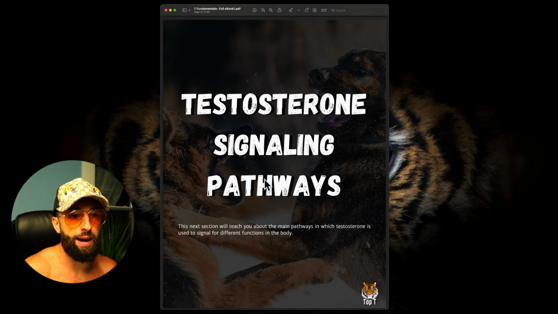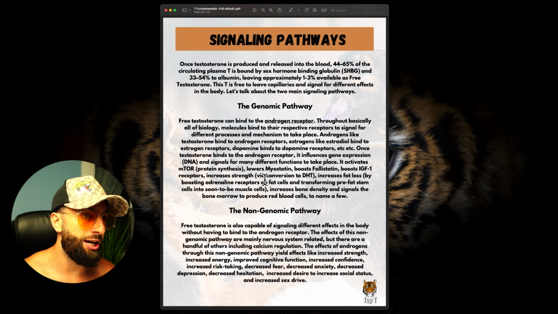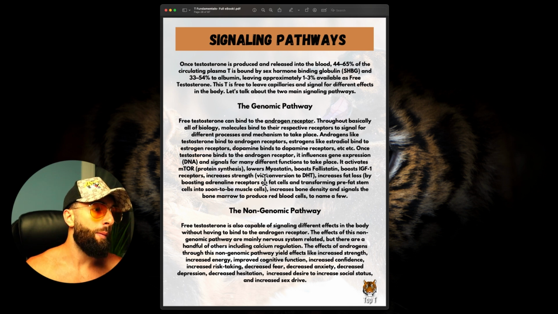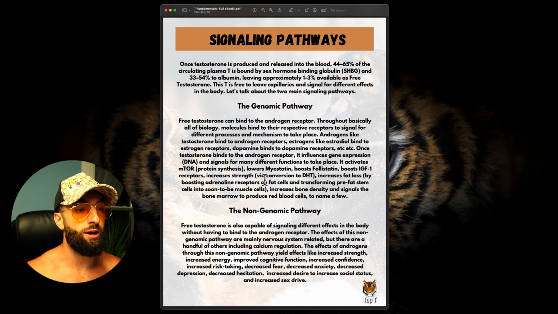So this describes the two main pathways that testosterone takes to signal for different functions in the body once it's produced and circulating in your blood. Once testosterone is produced and released into the blood, about 44 to 65% of that circulating plasma T, meaning the T in your blood, is bound by sex hormone binding globulin or SHBG, and 33 to 54% to albumin.